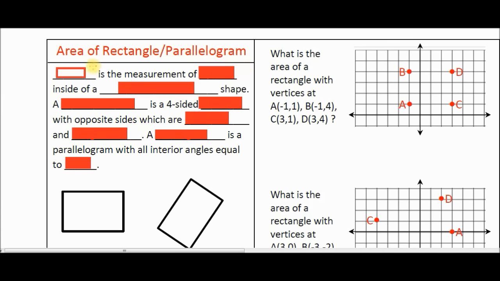Let's go ahead and just do the fill in the blanks, because this is giving you some background on definitions, and then we'll go to the next section. So, area is the measurement of space. So notice it's different from perimeter. Perimeter is the length around something. Area is the measure of space inside of a two-dimensional shape.